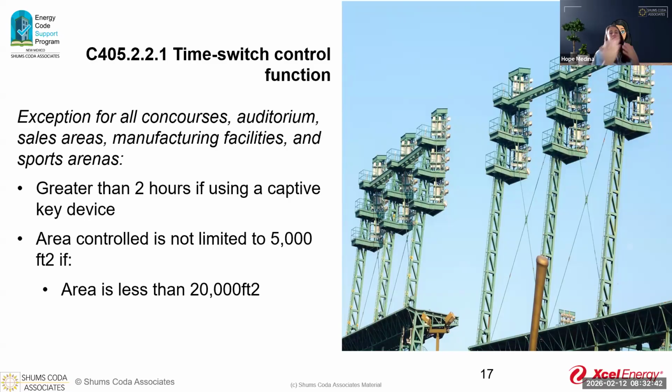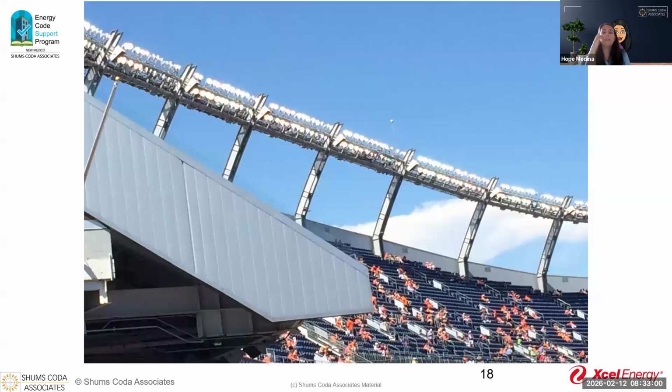And then again, you're only allowed to do up to 5,000 square feet for that one area, and that's only if the entirety of the space is less than 20,000 square feet. So here's my favorite. This is at the Denver Broncos arena. It's 10 o'clock in the day, and you can see blue, clear skies, and all the lights in the stadium are on.